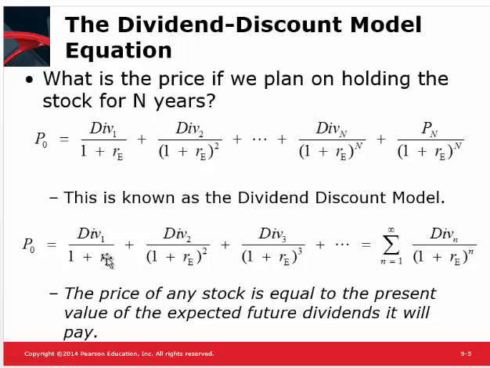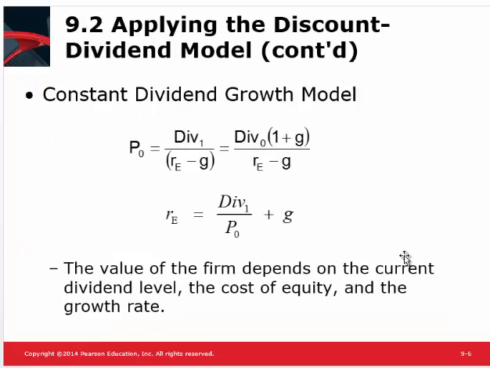That still says I need to know all the dividends from now to infinity, and of course that creates its own problems. How do you do this to infinity? Well, what we ultimately get is another assumption. It's called the constant dividend growth model. This was devised by a guy named Gordon, so sometimes it's referred to as the Gordon model.